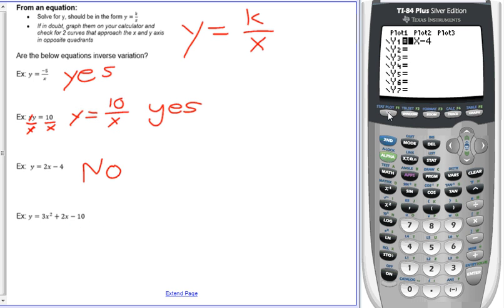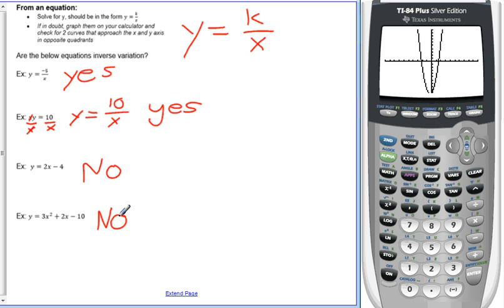But if I wasn't sure, I could go put this in my calculator and say 3x squared plus 2x minus 10, hit graph, and I can see it's a parabola. It's not my two curves in opposite quadrants. So again, the answer to this one is no.